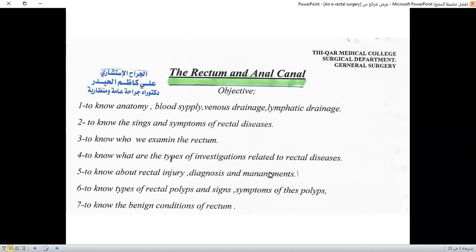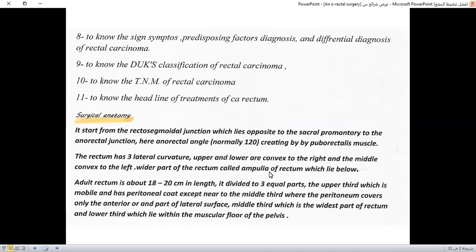polyps يعني benign and pre-malignant disease, benign condition of the rectum, and diagnosis or differential diagnosis of carcinoma of the rectum, classification of CA rectum, and headlines of management of CA rectum.